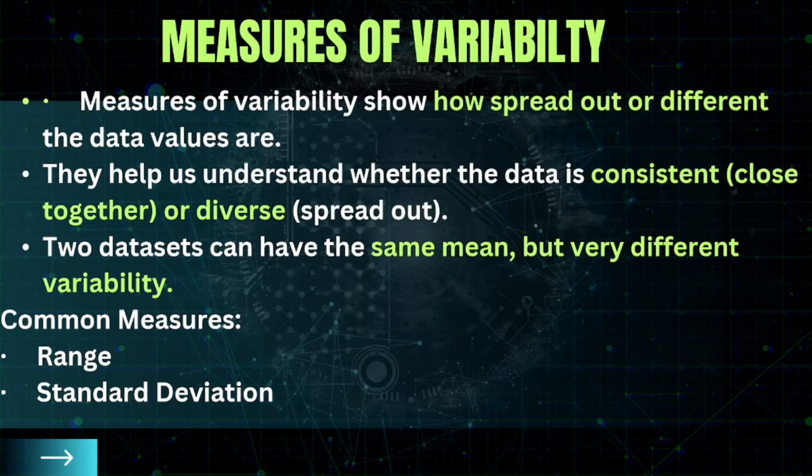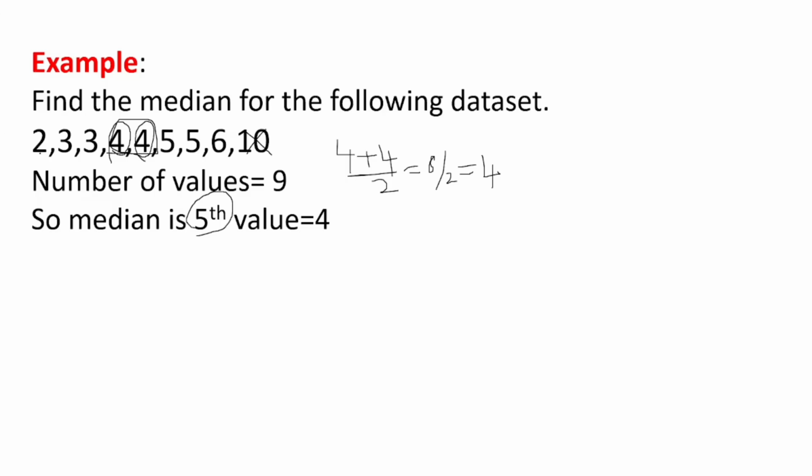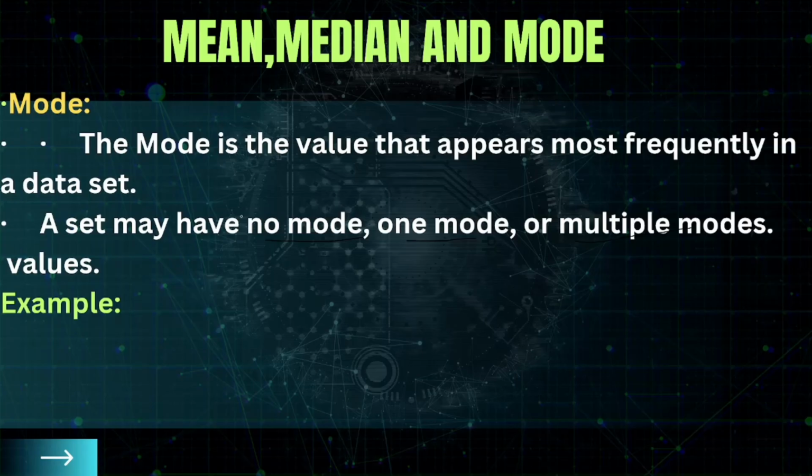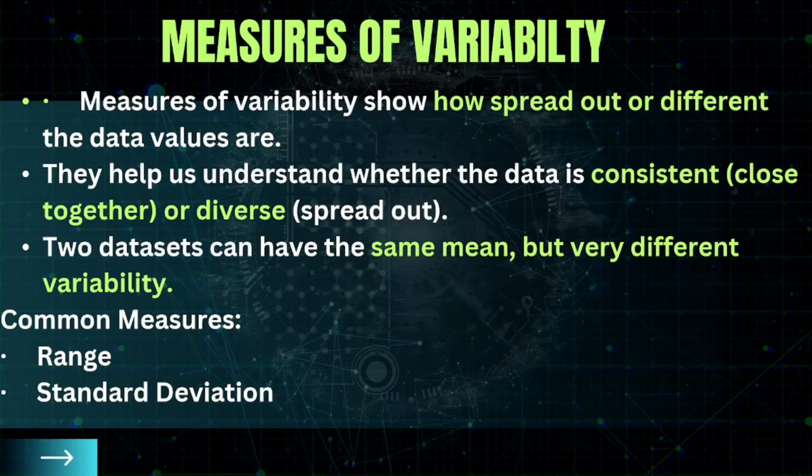If you take an example here, the same data set I'm taking here. Which numbers are repeating? If you take 3, it is repeating 2 times. 4 is also repeating 2 times, and 5 is also repeating 2 times. So we can call this a multi-modal set. This is how you will identify the mode, the most frequently appearing data.